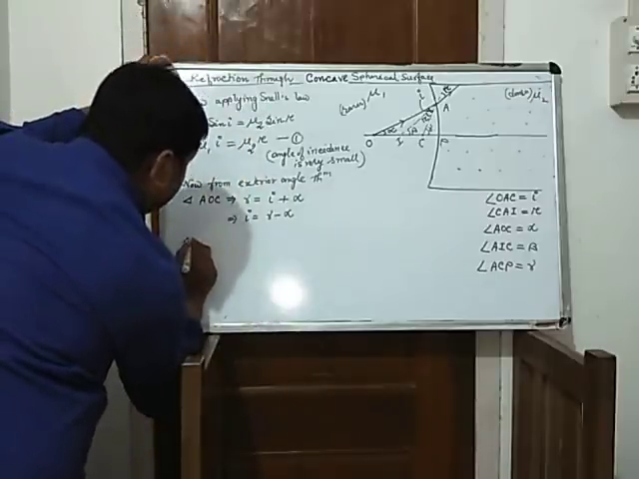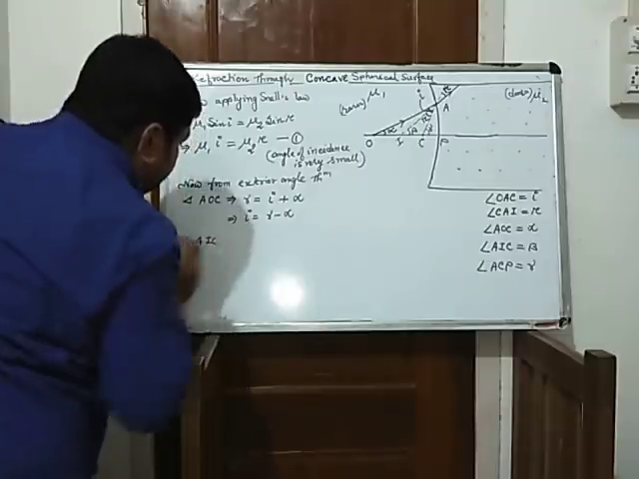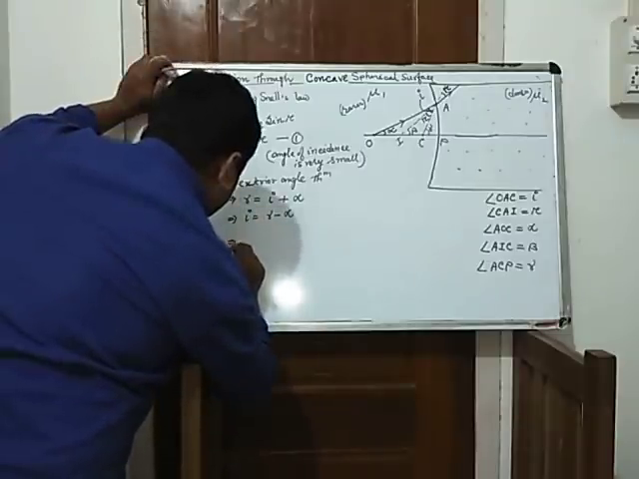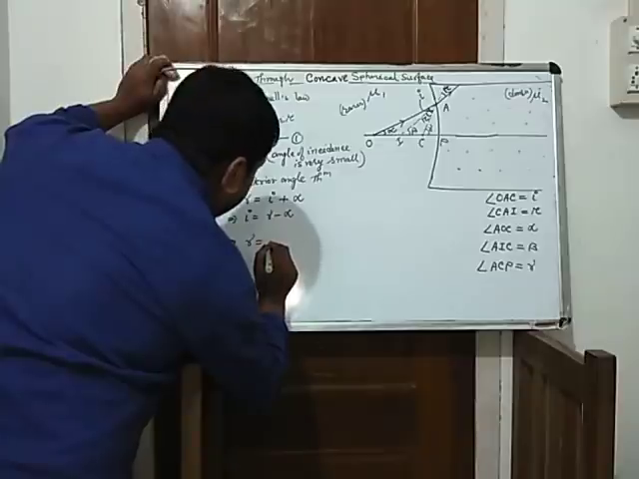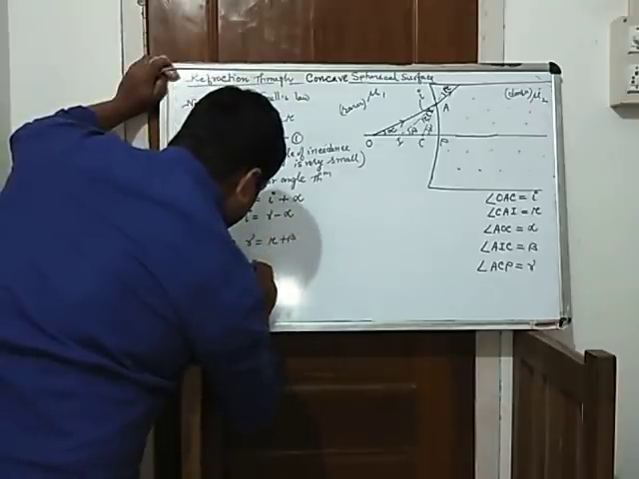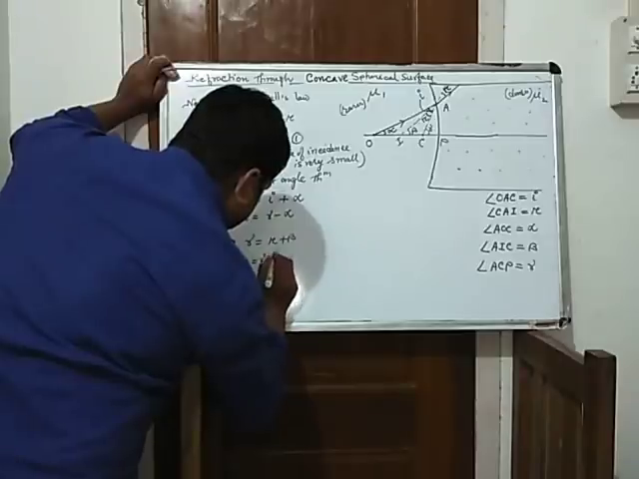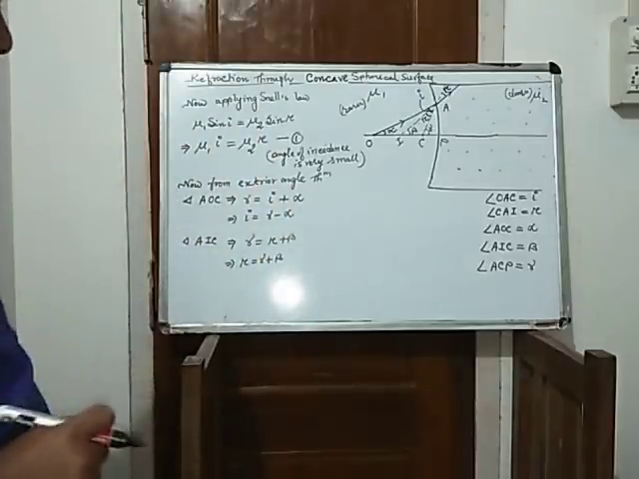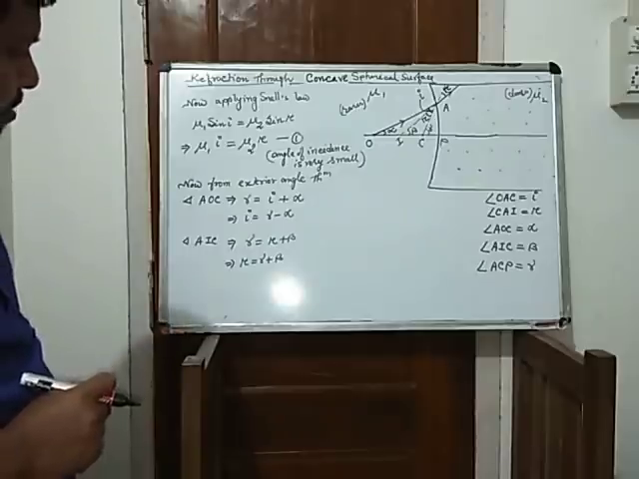Now from triangle AIC we get gamma equal to r plus beta, so r equal to gamma plus beta.